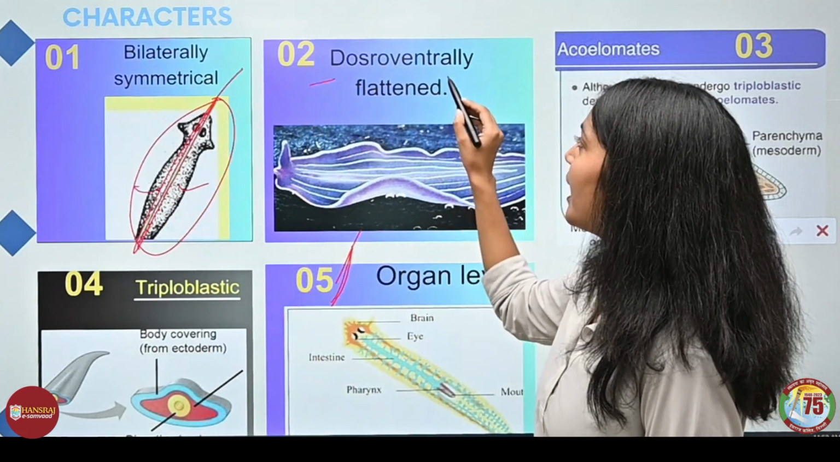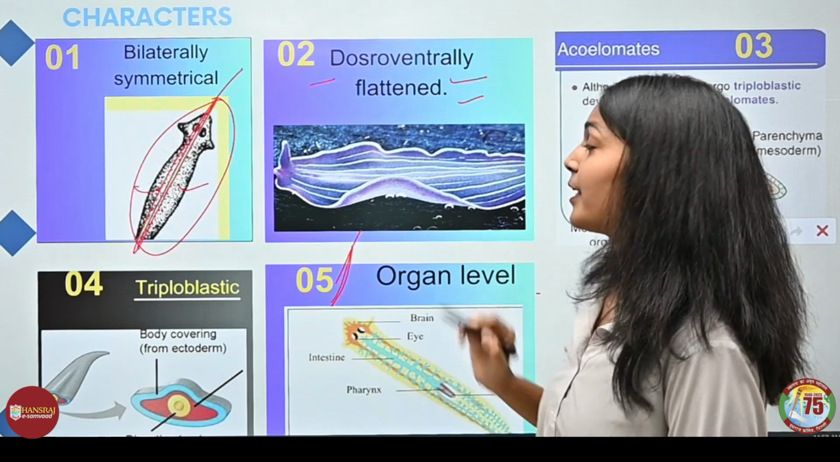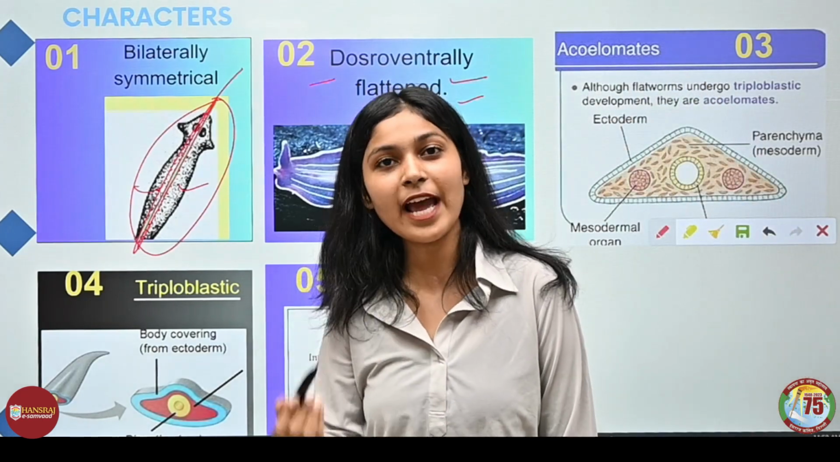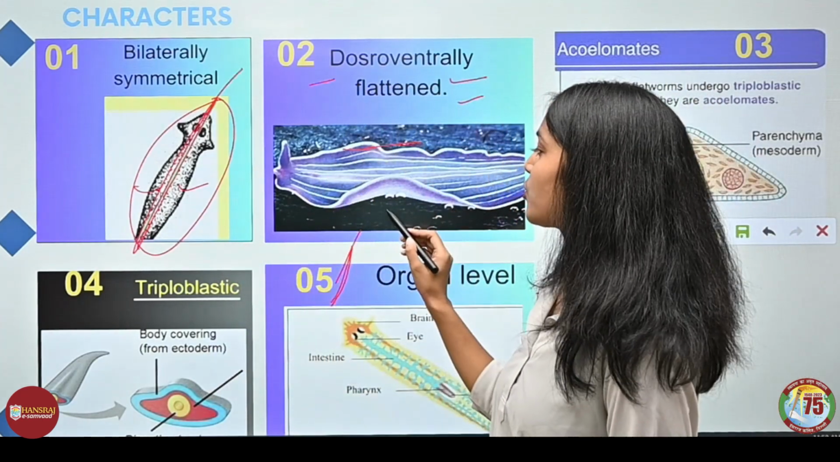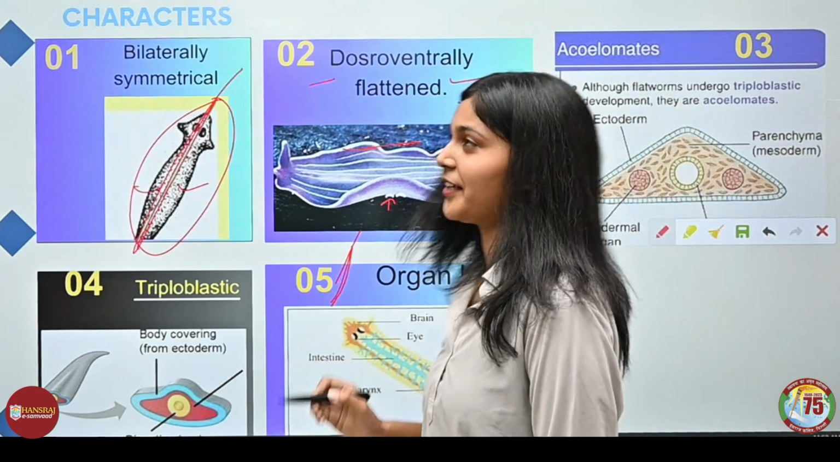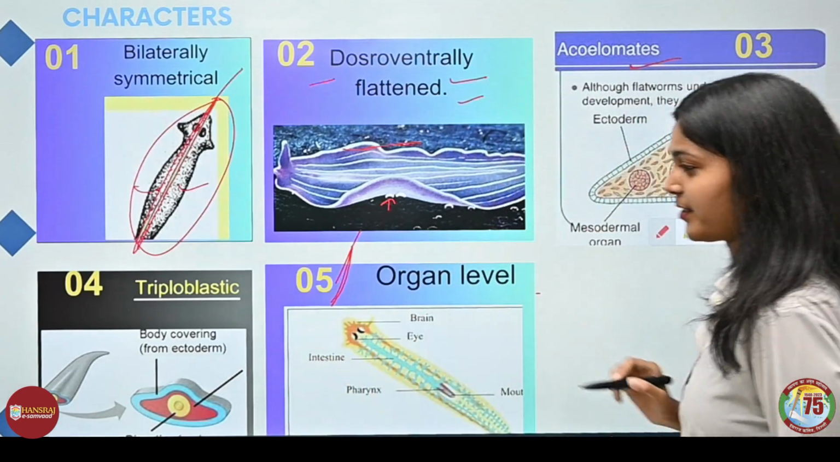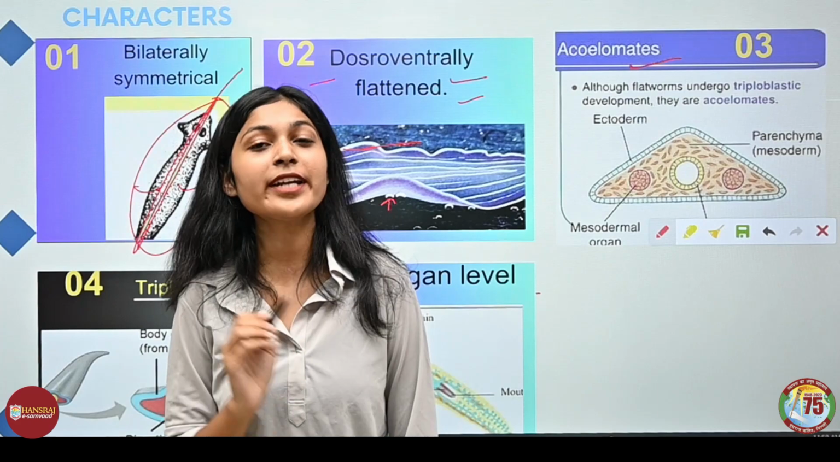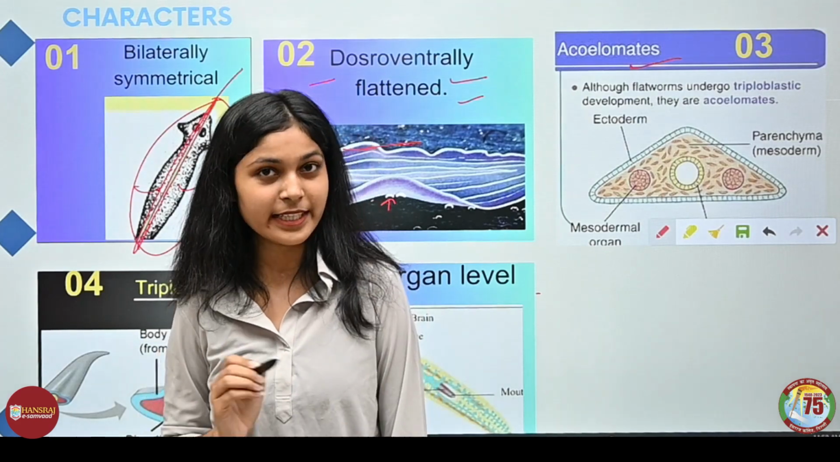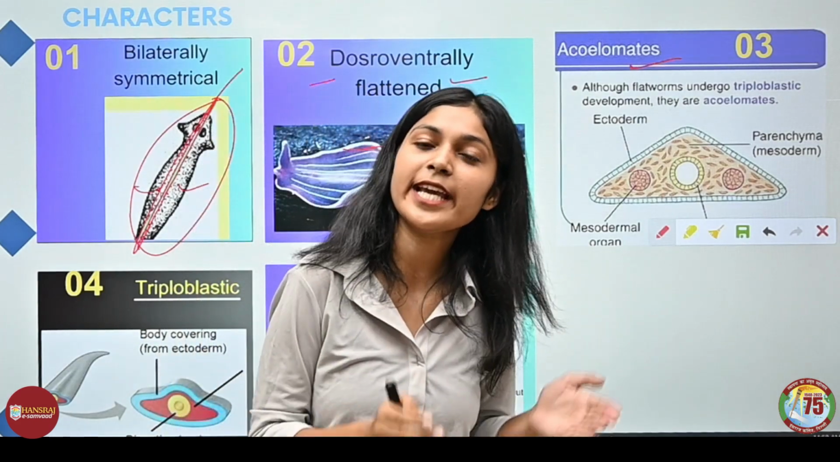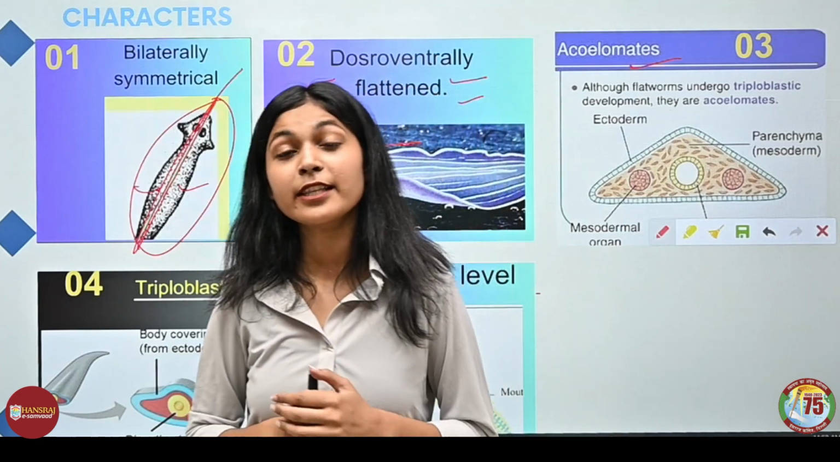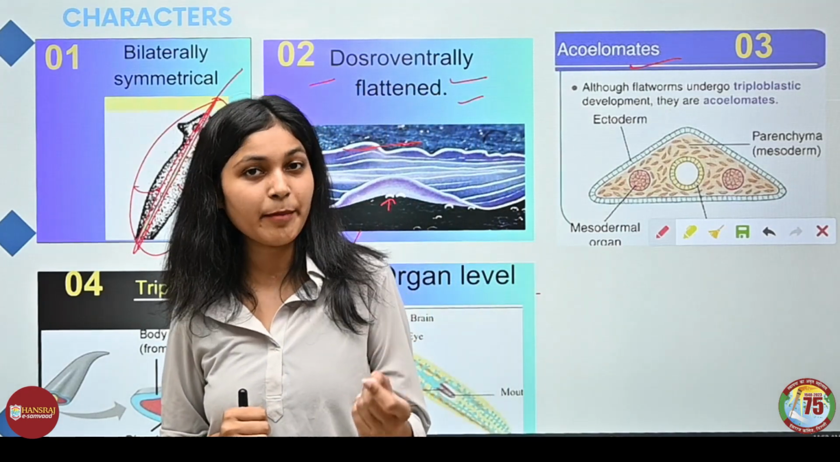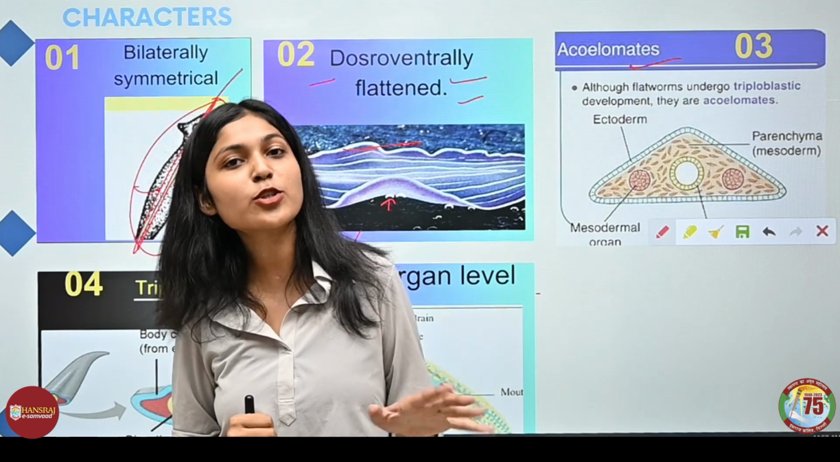Second, they are dorsoventrally flattened. That means the worm is flat from the upper as well as the lower portion. Third, they are acoelomates. So they do not have a body cavity present in them. Rather, in place of that body cavity, they possess parenchyma which is derived mesodermally.